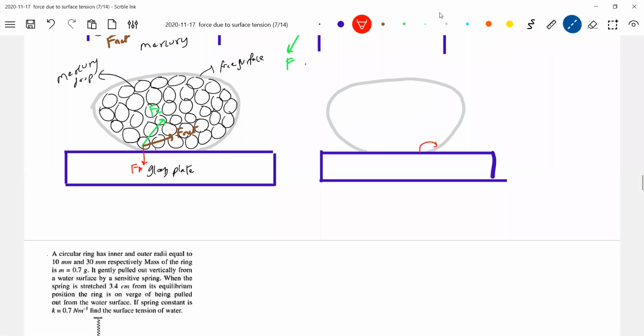Some arrows I'm showing. Can you show the tangent? The force due to surface should act tangentially. Tell me, what is this force? Force exerted by the mercury on the glass. By the glass on the mercury drop will be in this direction. Because the force due to surface should act tangentially, and this is theta. So what should I call this F?